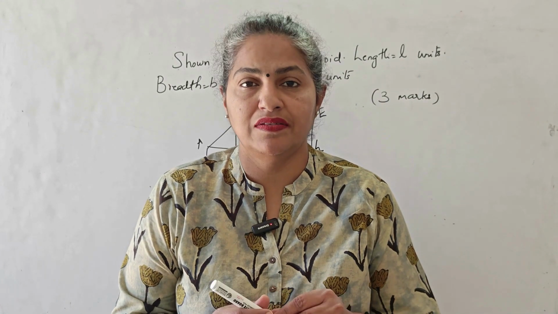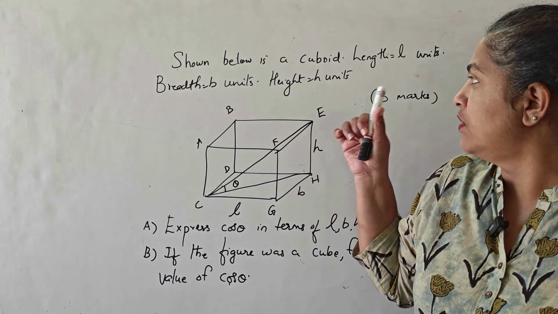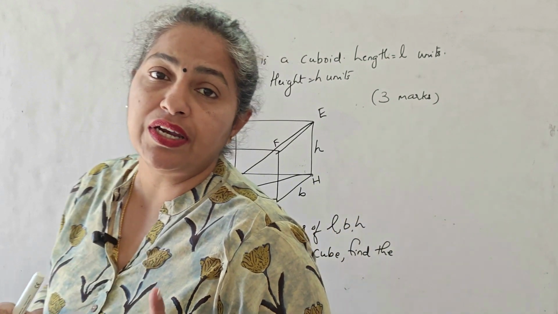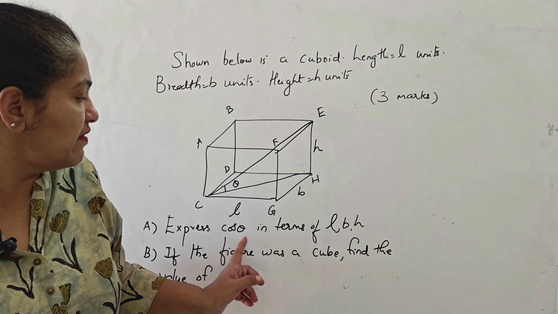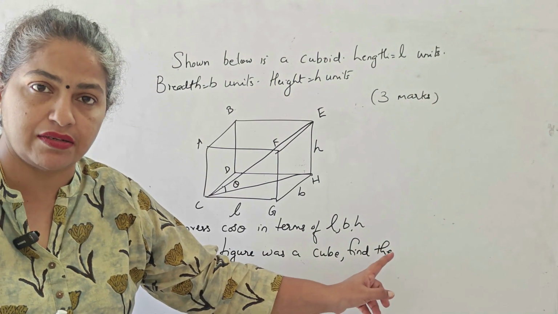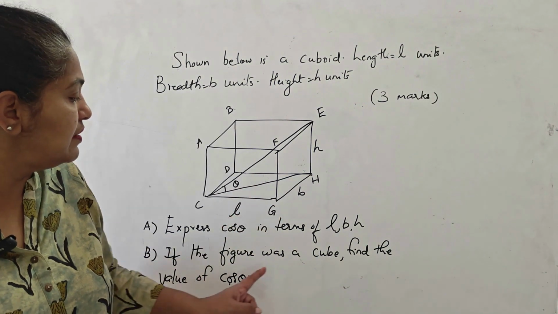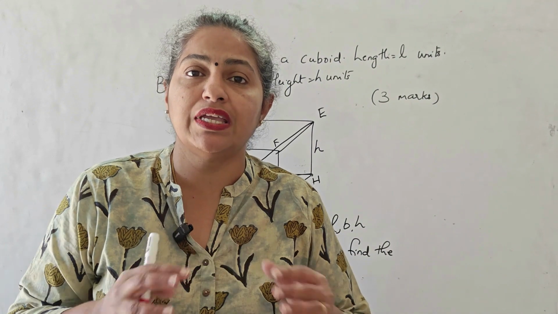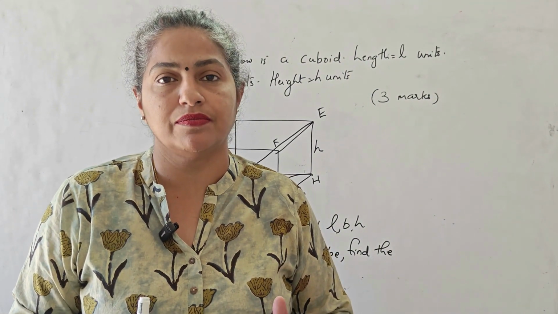The next sum is a 3 marker and it is based on a diagram. Shown below is a cuboid. The length, breadth and height of the cuboid is given to you. Now we need to express cos theta in terms of length, breadth and the height. The angle theta is marked over here and there is a second part for the question. So now let us see how we can find out the value of cos theta from this particular diagram.